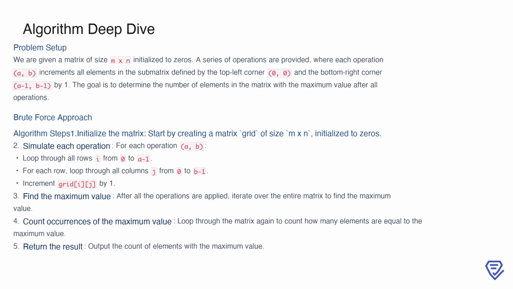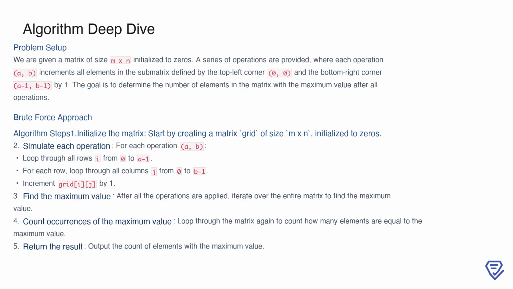To begin, let's set up the problem. We have a matrix of size m x n, initialized with zeros. The task involves applying a series of operations. Each operation is defined by two values, A and B, and it increments all elements within the submatrix from the top left corner, (0, 0), to the bottom right corner, (A-1, B-1), by 1. After applying all the operations, the goal is to determine how many elements in the matrix contain the maximum value.